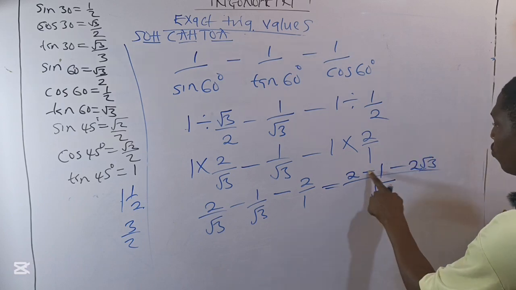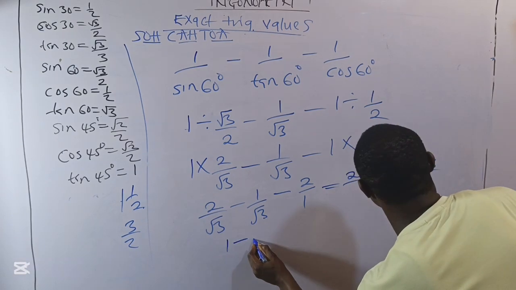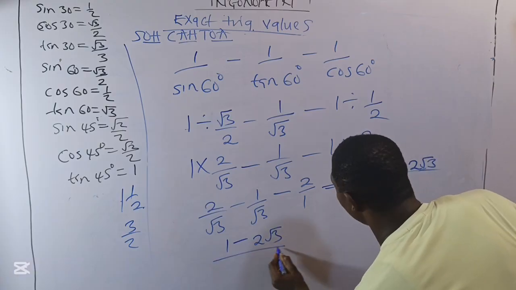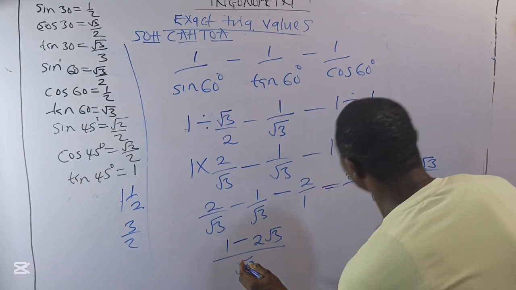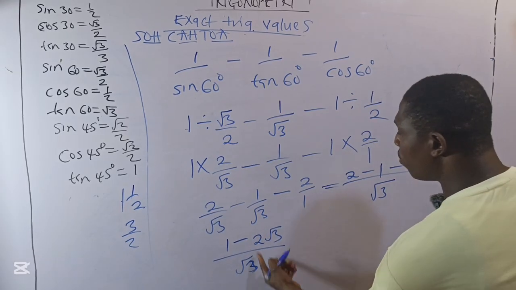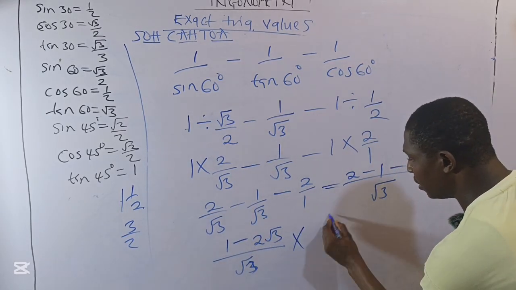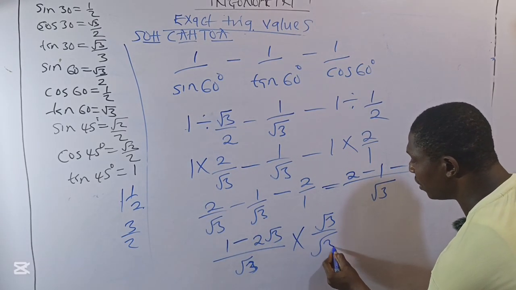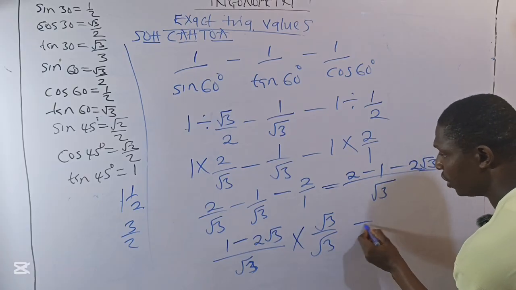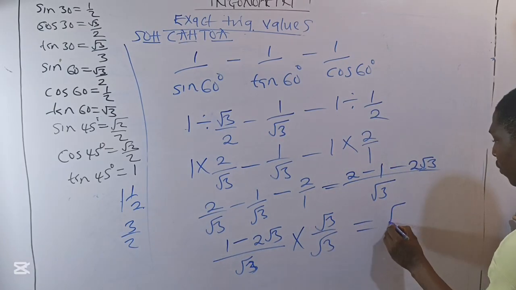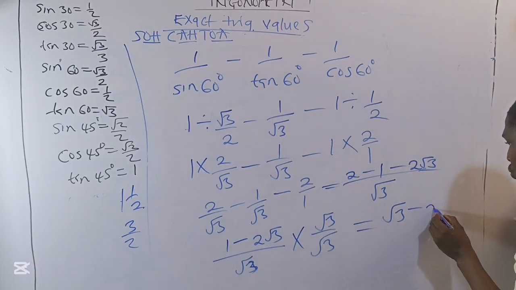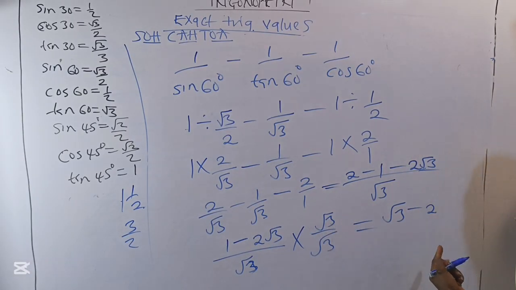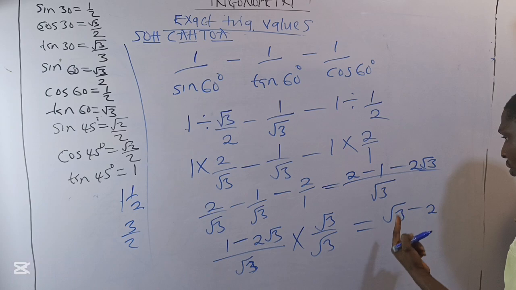But you know that 2 minus 1 is 1. So I have 1 minus 2 root 3 all over root 3. We don't end there because we still have root 3 at the denominator. So we'll multiply through by root 3. So I have root 3 all over root 3, which is called rationalization of surd. Now, 1 times root 3 will give me root 3. Minus 2 root 3 times root 3 will give me 2 root 9, which is 3.